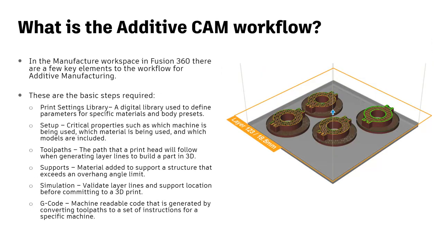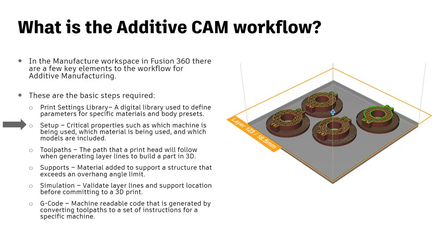What is the additive CAM workflow? In a manufacturer workspace in Fusion 360, there are a few key elements to the workflow for additive manufacturing. These are the basic steps required. First is setting up a print settings library. This is a digital library used to define parameters for specific materials and body presets.